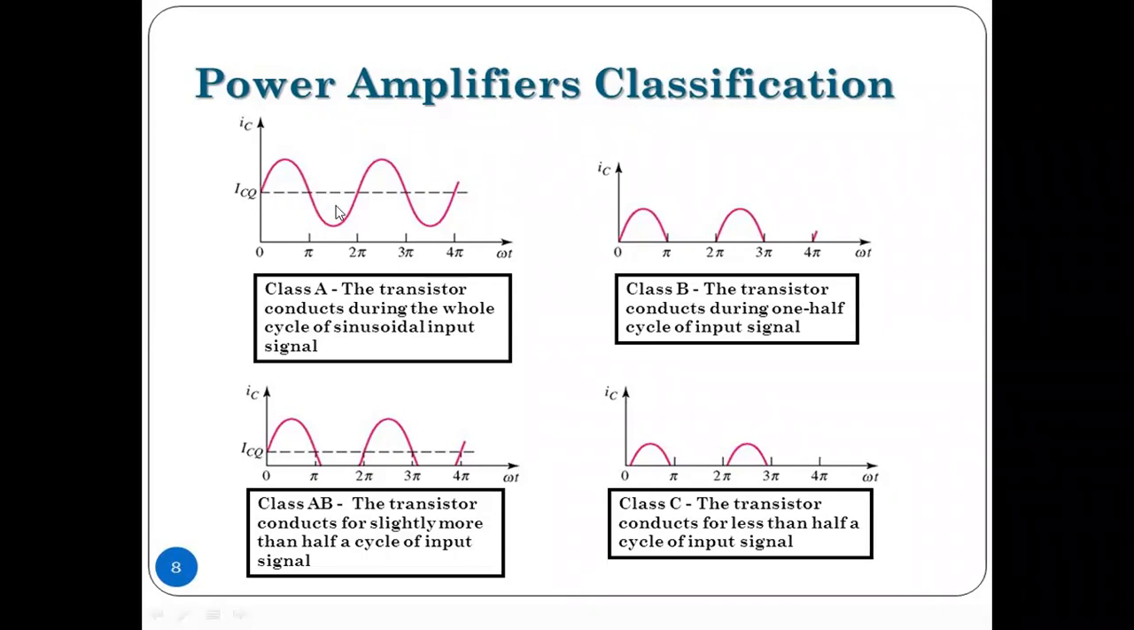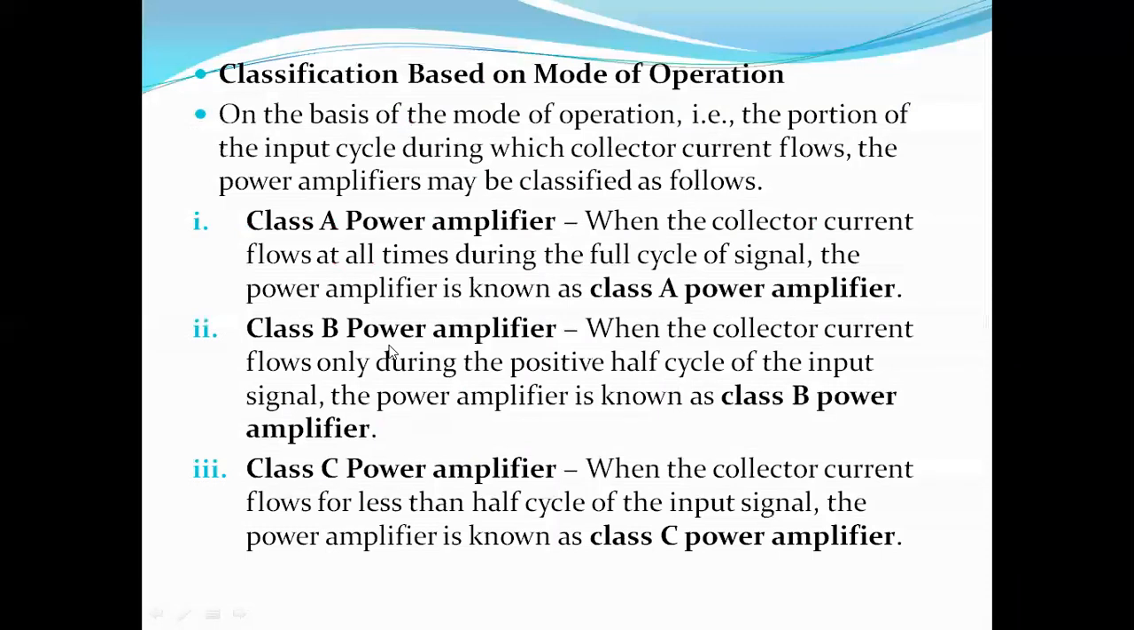That means the transistor conducts for the full cycle, so we can get a full cycle at the output. This is class A power amplifier. The transistor conducts during the whole cycle of the input signal. Okay. Next, second one, class B power amplifier.